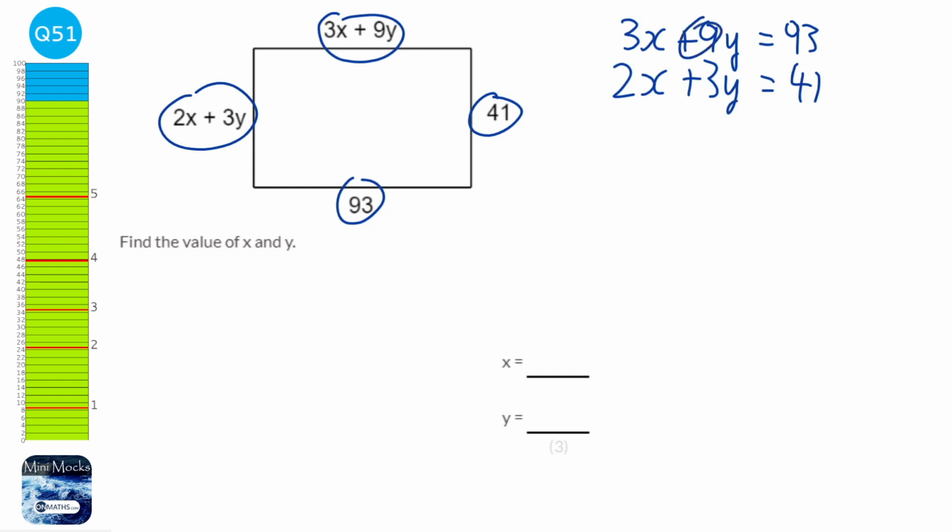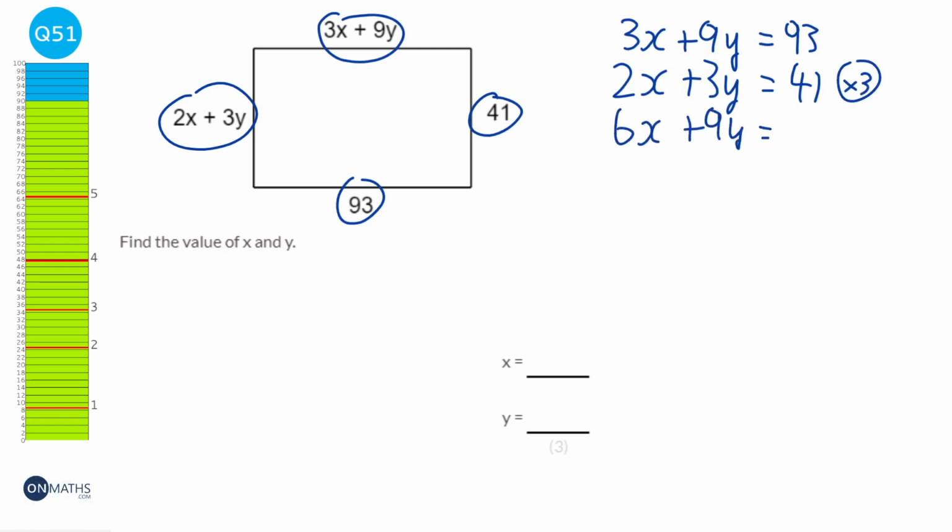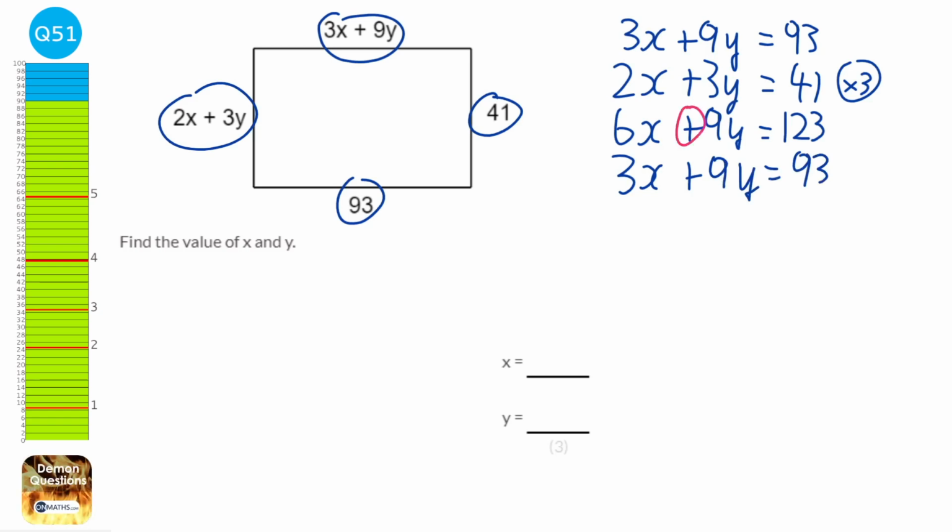So what I'm going to do is get the coefficient of the y the same. And I'm going to do that by multiplying everything in the second equation by 3. So we get 6x plus 9y equals 123. And I'm just going to write in the first equation underneath, because with simultaneous equations we work downwards. Now looking at the signs, they are the same, and the s in same is the s in subtract. So we're going to subtract going downwards.